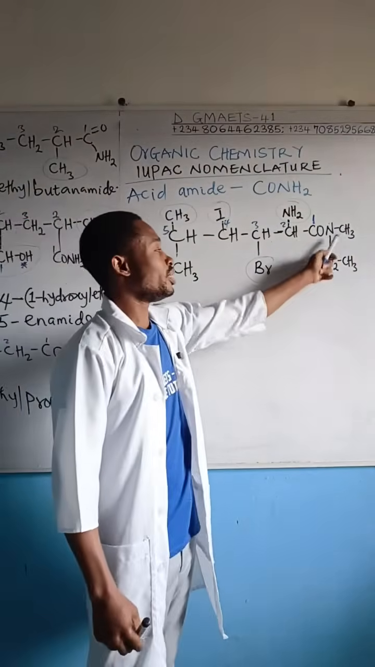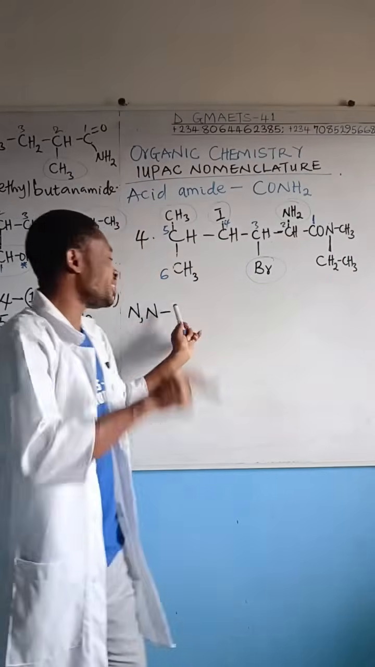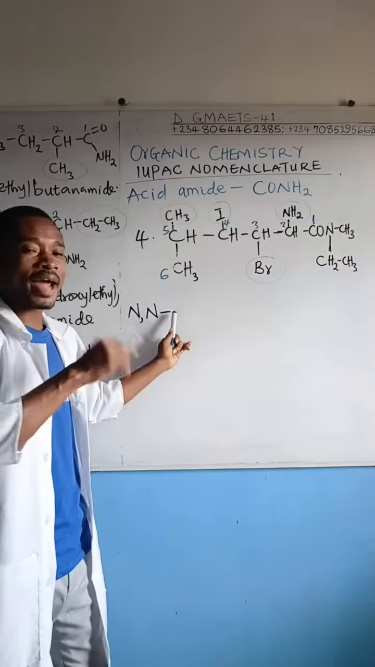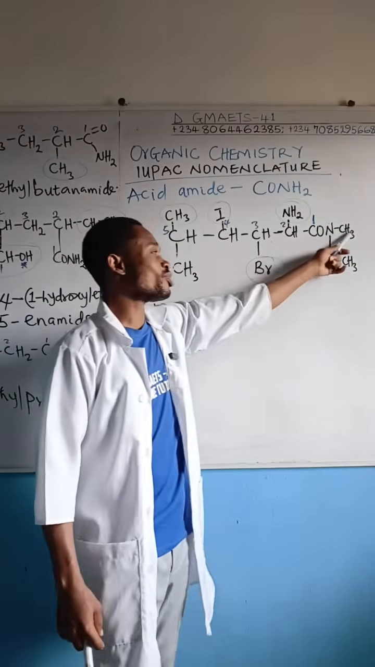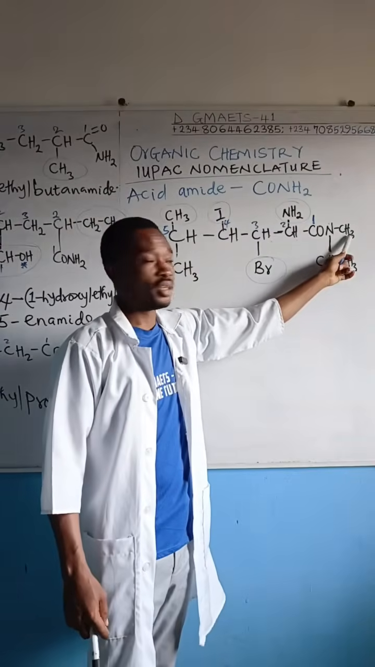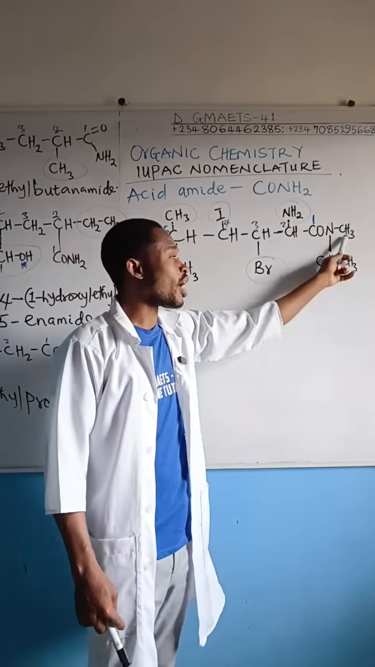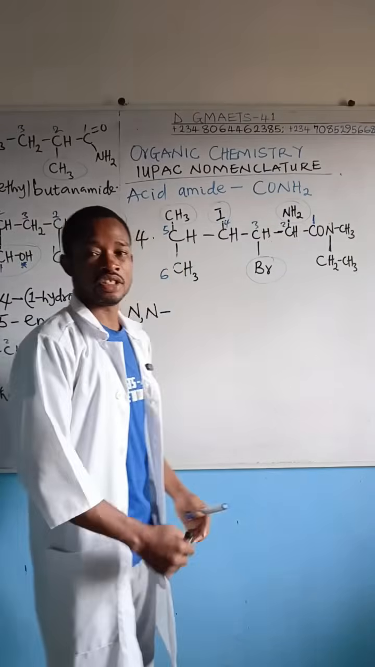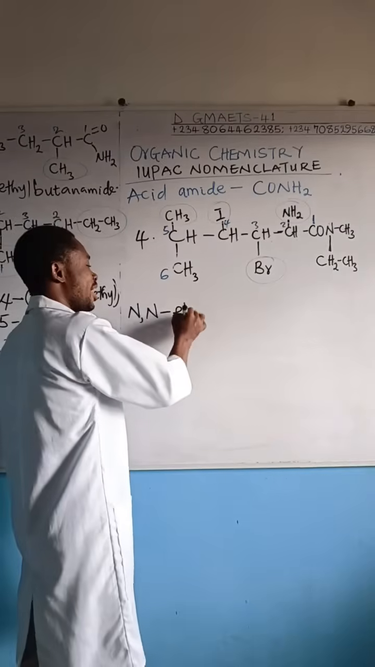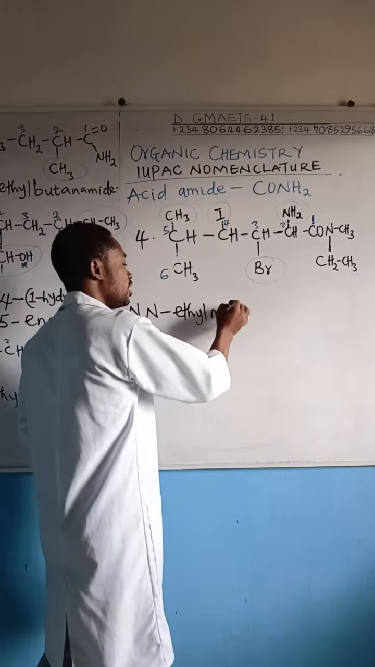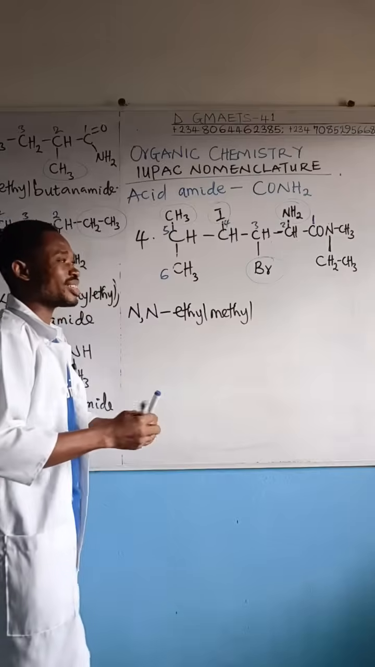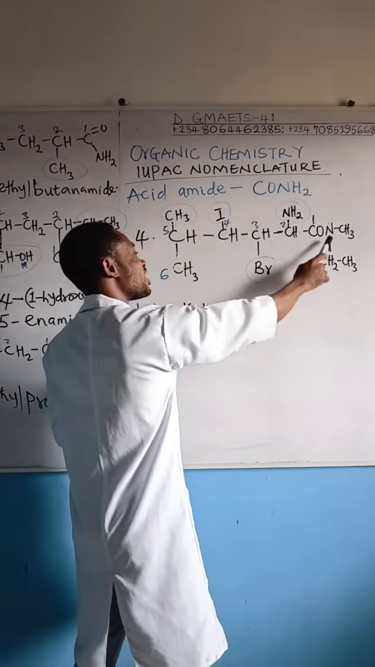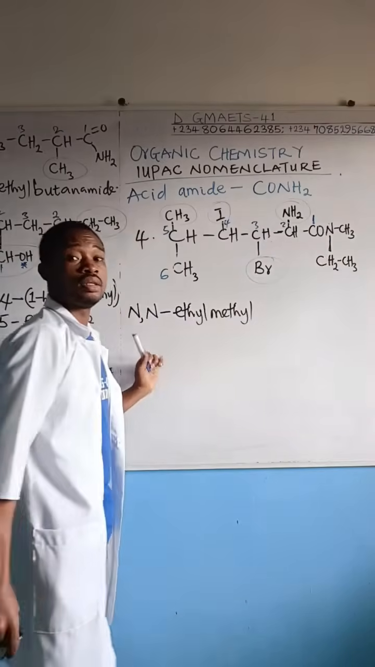If this were to be ethyl, it could have been diethyl. Or if this were to be methyl, this could have been dimethyl. But if you look at these 2 groups, they are different. This is methyl, this is ethyl. So you follow alphabetical order. Ethyl comes first before methyl in dictionary order. And so that's going to be N,N-ethyl methyl. What this means is that on the nitrogen atom there, you have an ethyl attachment. On that same nitrogen, you have a methyl attachment.